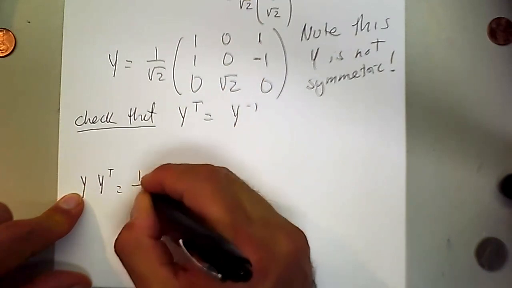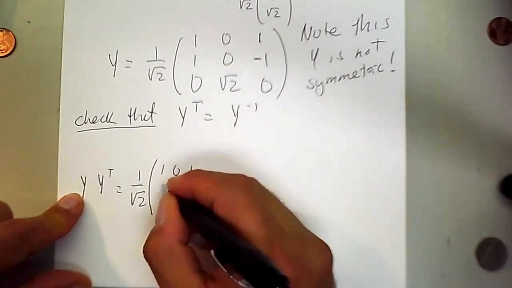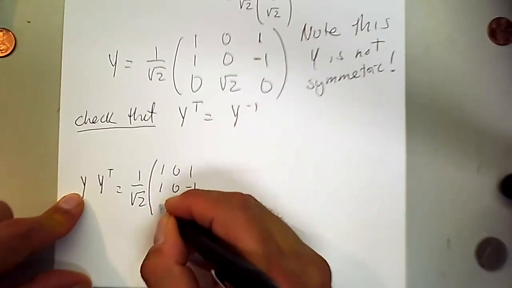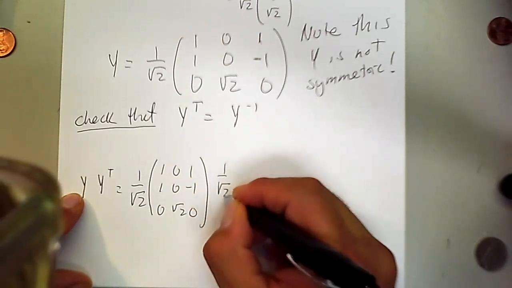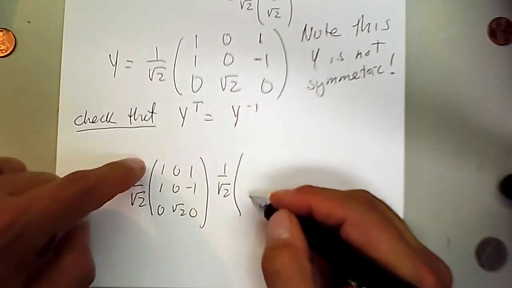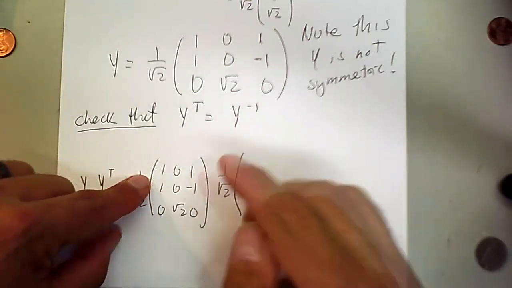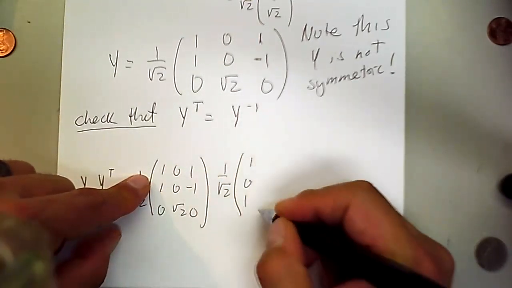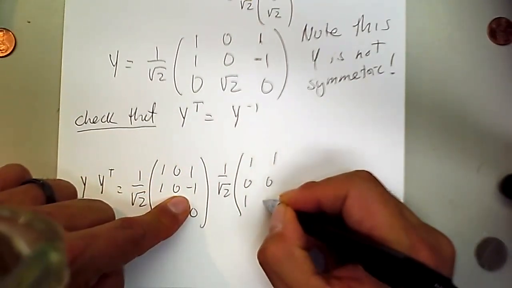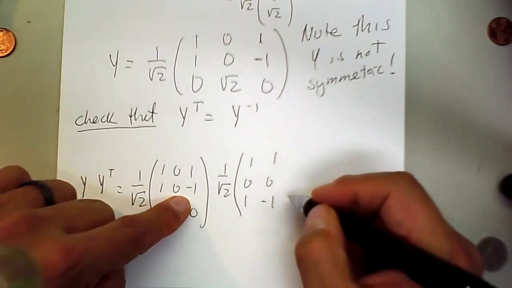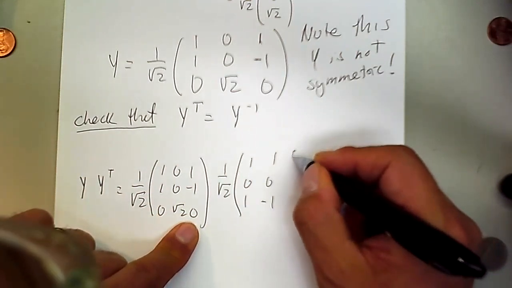Okay, 1 over the square root of 2, 1, 0, 1, 1, 0, negative 1, 0, square root of 2, 0. We're going to multiply with 1 over the square root of 2. And I'm going to write this matrix transposed. So this row becomes the column, second row becomes second column, last row becomes last column.